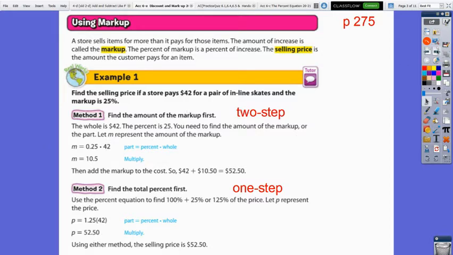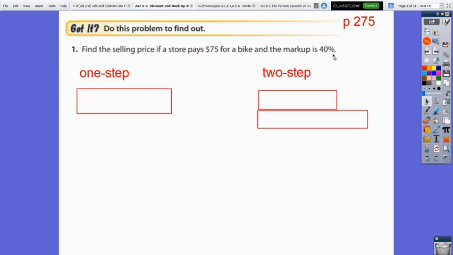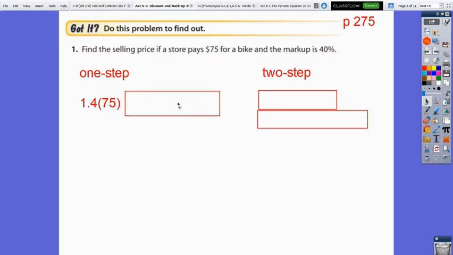All right, here's one for you. The store pays $75 for a bike, and they mark it up 40%. What is the selling price of the bike? What is the store going to sell the bike for? The one-step method is going to be this: 40% as a decimal, 0.4, and put a 1 in front. So 1.4 times 75, $105.